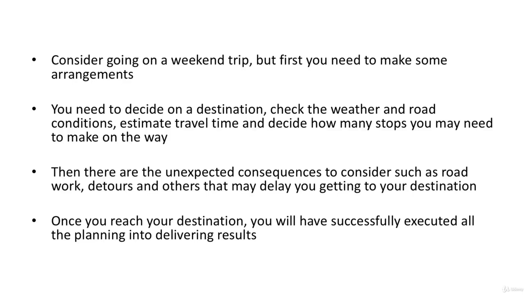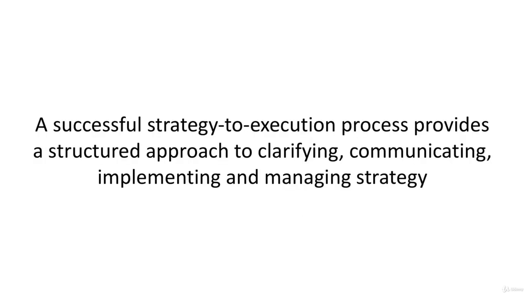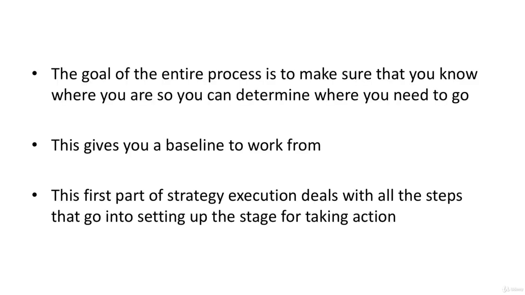Earlier on, we touched on the different steps of strategy to execution with a promise of more details to follow. Now we'll look at the topic in a little more detail, explaining the step-by-step process. A successful strategy to execution process provides a structured approach to clarifying, communicating, implementing, and managing strategy. The goal of the entire process is to make sure that you know where you are so you can determine where you need to go. This gives you a baseline to work from.